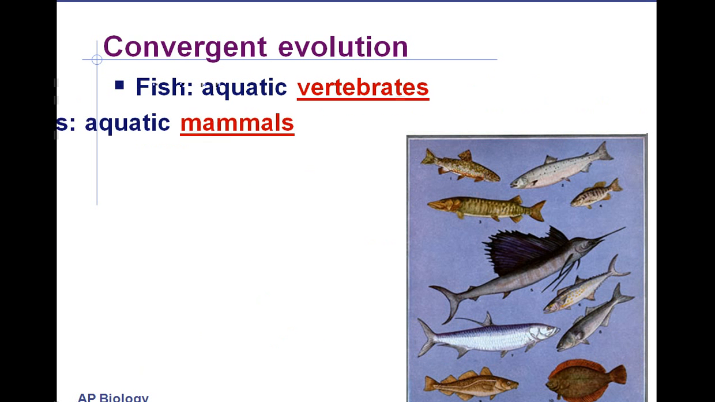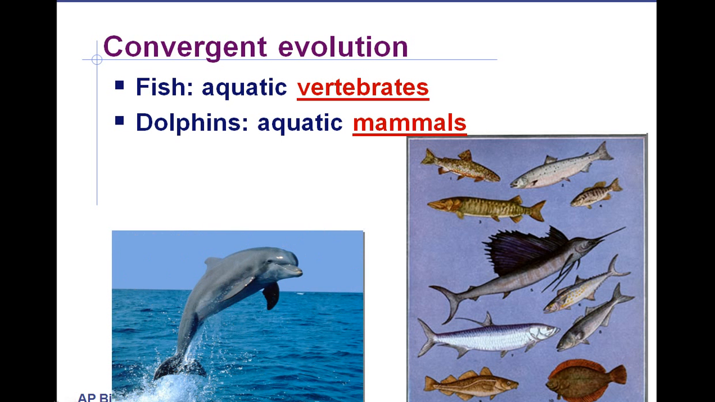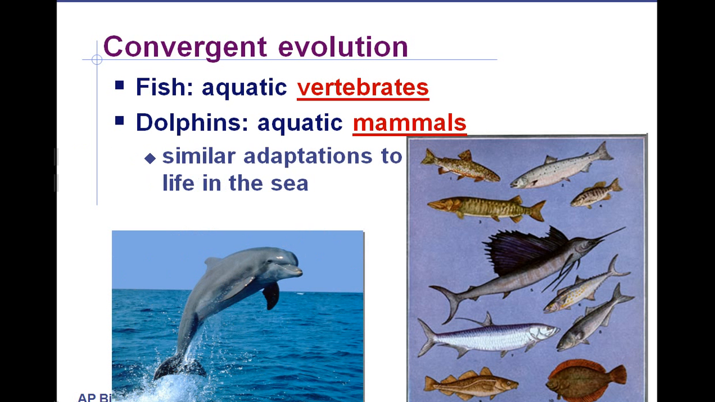Another example we can use is fish and mammals like dolphins. Now, if you live in the water, it's a survival advantage to have a fusiform shape, whether you're a dolphin that's a mammal with a four-chambered heart, hair, warm-blooded, or a fish that's cold-blooded with a two-chambered heart. So the selective pressure of having a streamlined body is the same whether you're a fish or a dolphin, even though they don't have a recent common ancestor.